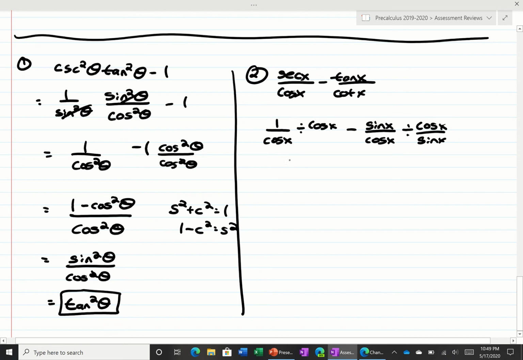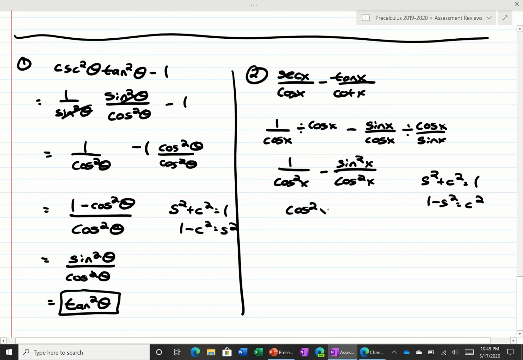So we'll keep, change, flip. We'll get 1 over cosine squared of x minus sine squared over cosine squared. And we know that sine squared plus cosine squared is 1. So 1 minus sine squared is cosine squared. Cosine squared divided by itself is 1.